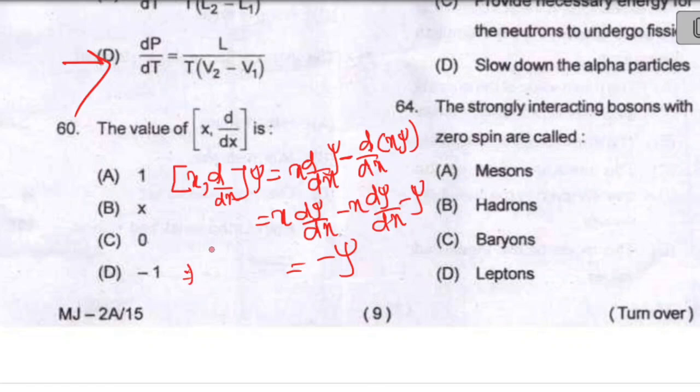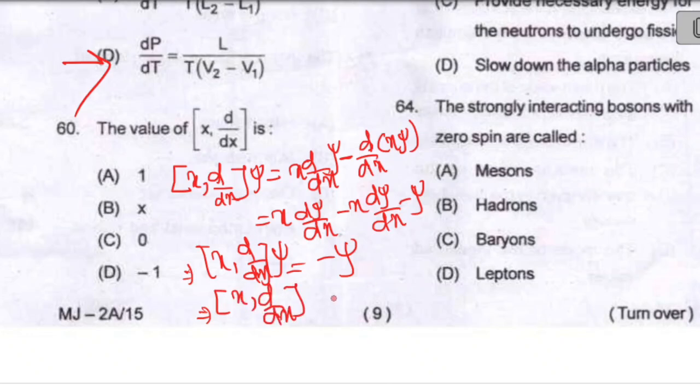So you can see on the left hand side the commutator of x and d by dx acting on psi equals minus psi. So if you compare left hand side and right hand side, we will get the commutator bracket of x and d by dx is equal to minus 1. Okay, so your correct option is option D.